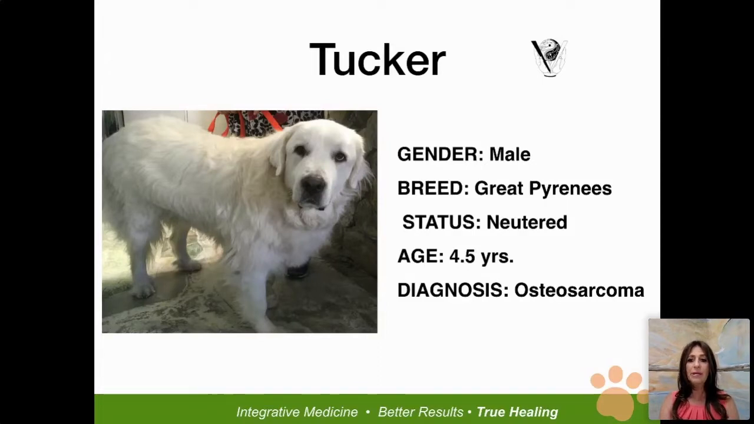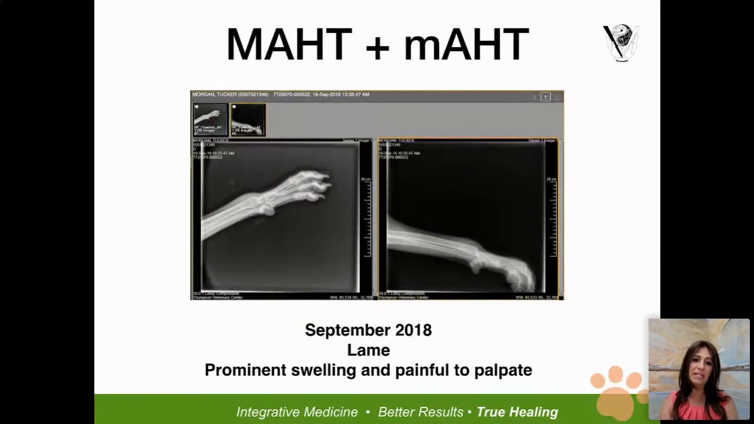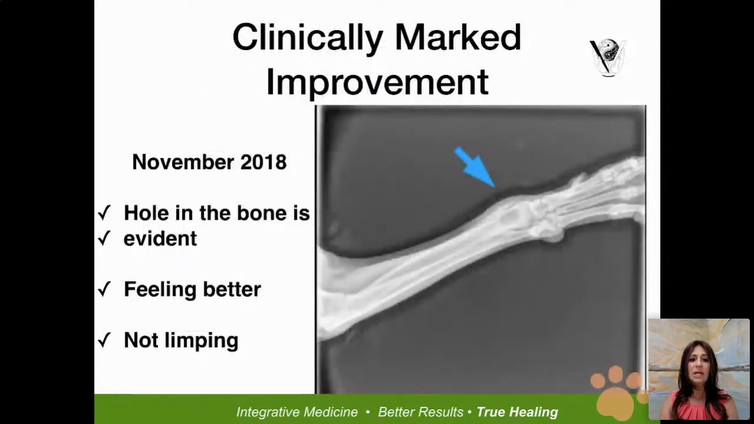This is Tucker. He is a Great Pyrenees. At 4.5 years of age, he started limping on his left front leg. The referring veterinarian diagnosed him with an osteosarcoma based on radiographic findings. He had swelling. He was getting lysis of the bone. We followed him through therapies. Within 2 weeks of beginning therapy, he was weight bearing, feeling better.